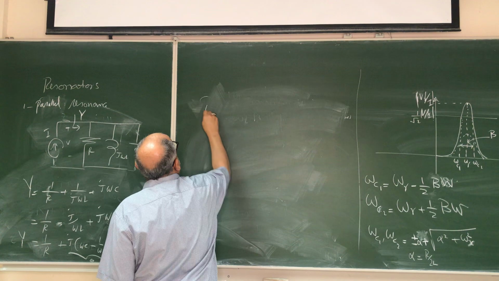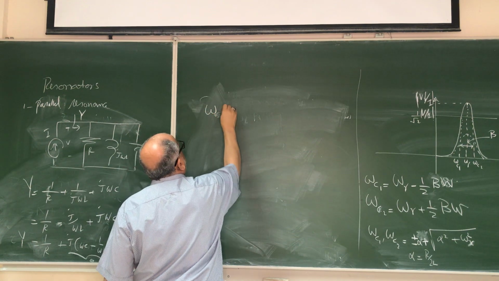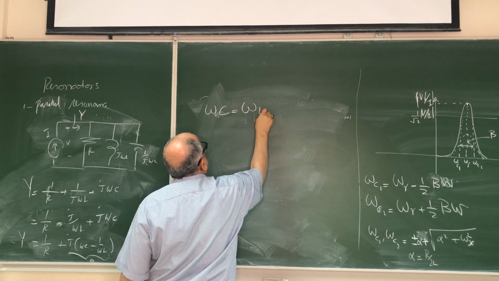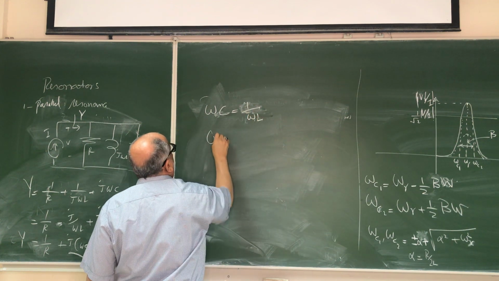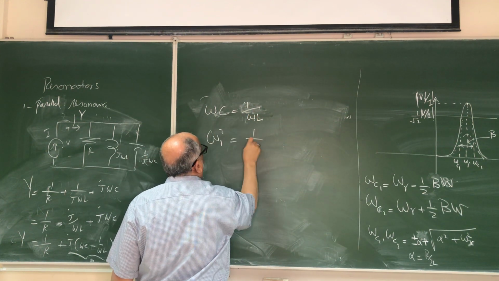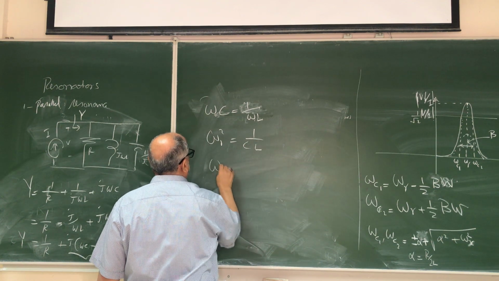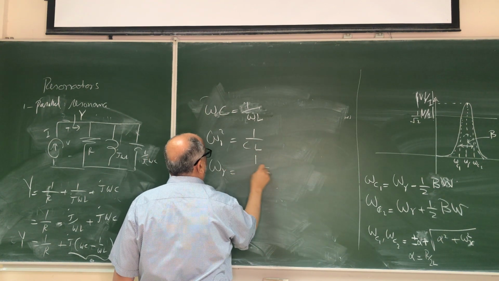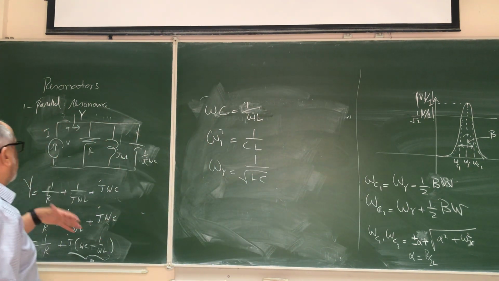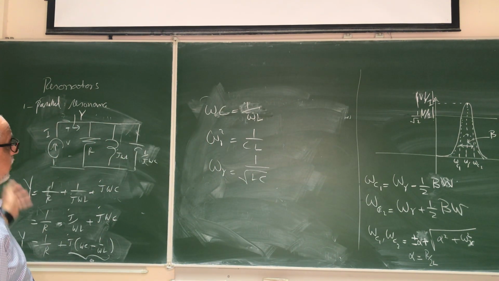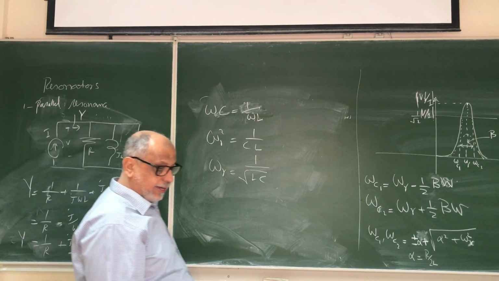And for this to be true, omega C equals 1 over omega L, or omega squared equals 1 over CL, and hence omega resonance is equal to 1 over the square root of LC. So you can see that the resonance frequency for parallel or series resonance is the same, 1 over square root of LC.